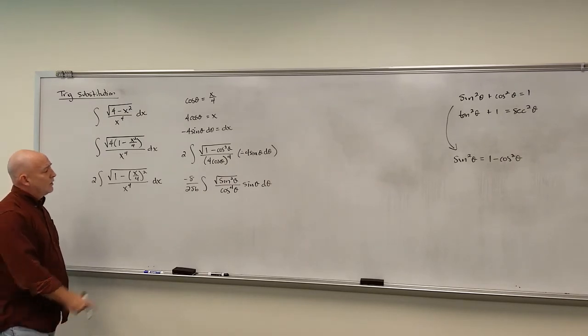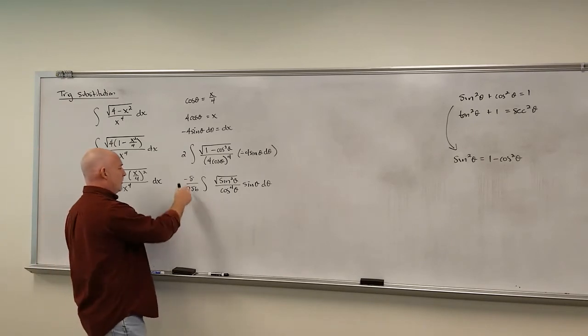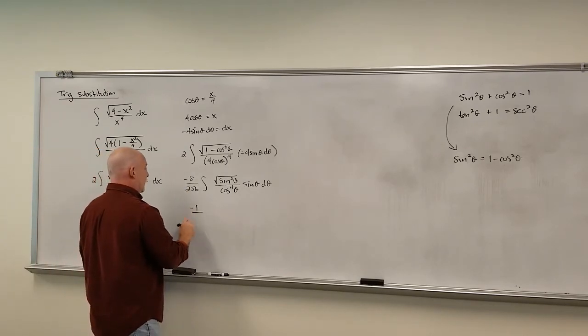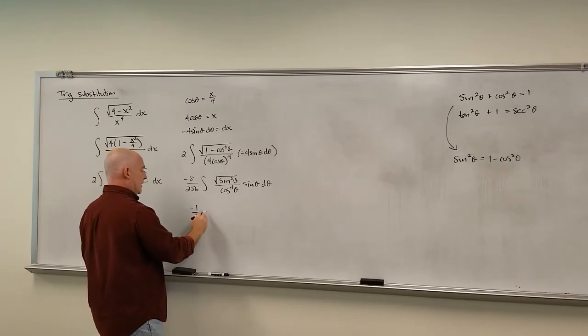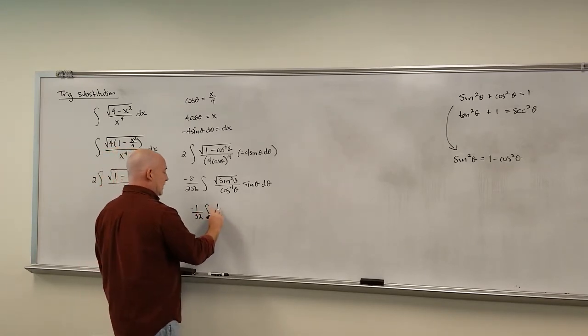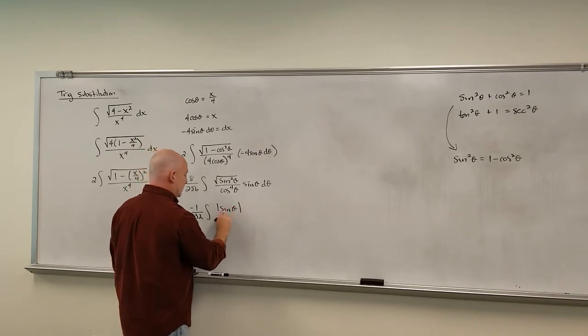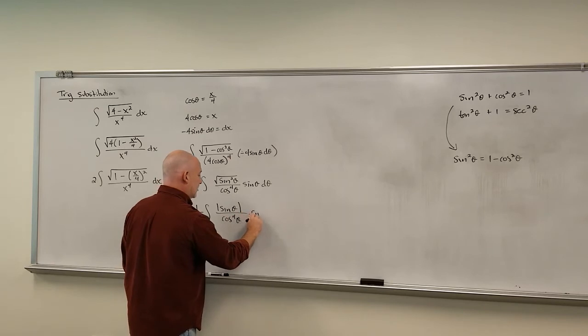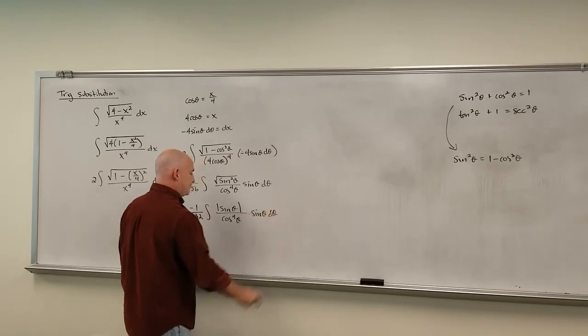Well, what can we do? I know the square root of the sine squared. By the way, what would this reduce to? Negative, half of 128 is 64, then half is 32. This is going to give me the absolute value of the sine of theta all over the cosine to the fourth theta times the sine of theta d theta.